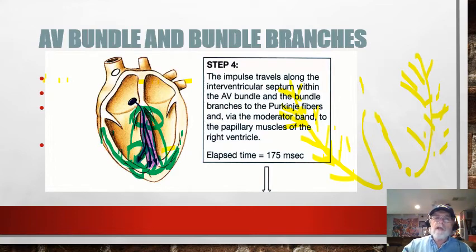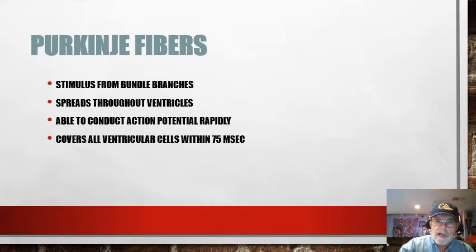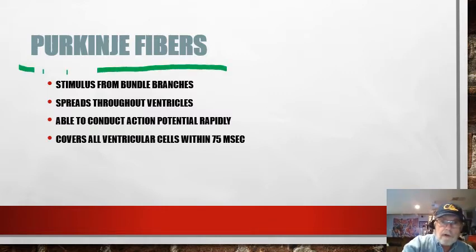So when this actually happens down that bundle branch to get to the apex, and again we know that this down here at the bottom of the heart is called the apex. To get to the apex, it's about 175 milliseconds elapsed time from the beginning to the end. So now we've gone about 175 milliseconds from when the SA node started to where it gets down to the apex of the heart. Once it gets down there, it goes to what we call the Purkinje fibers.